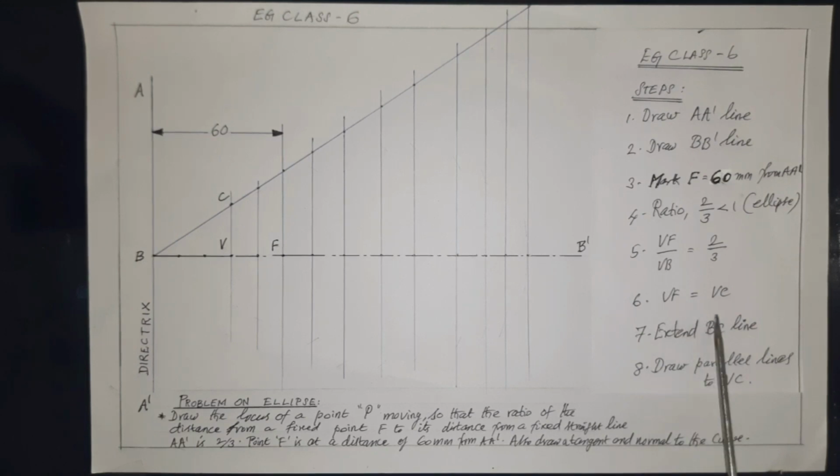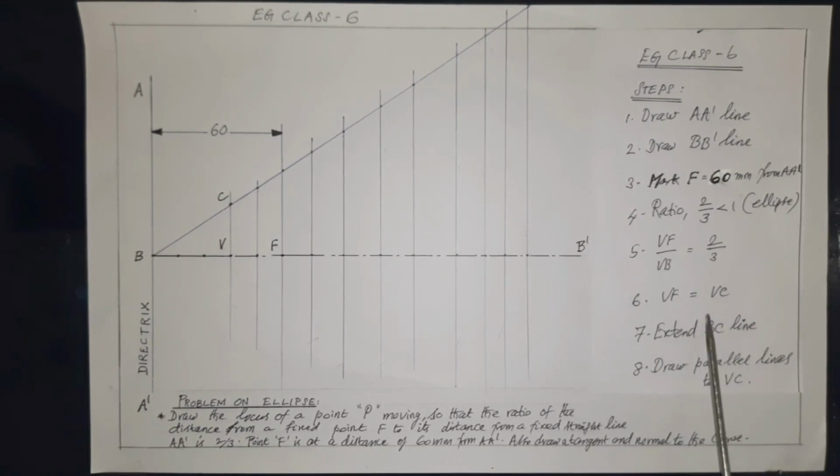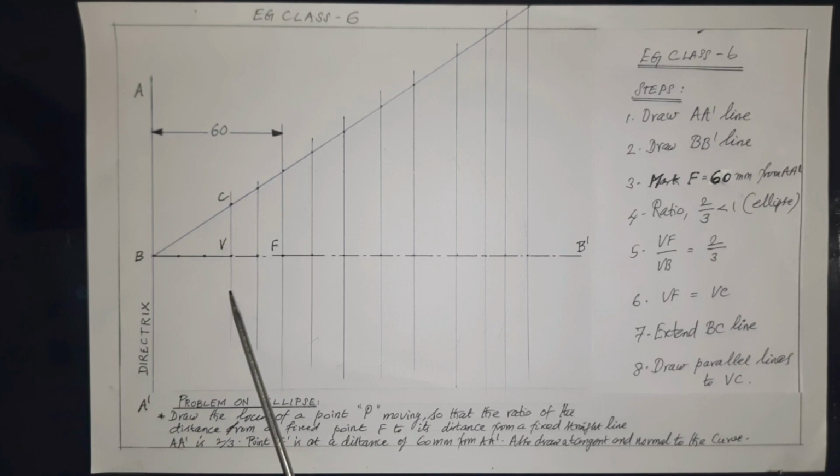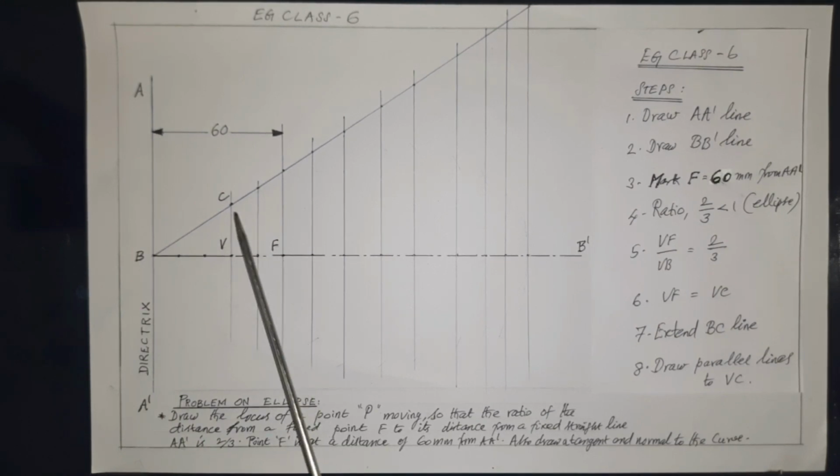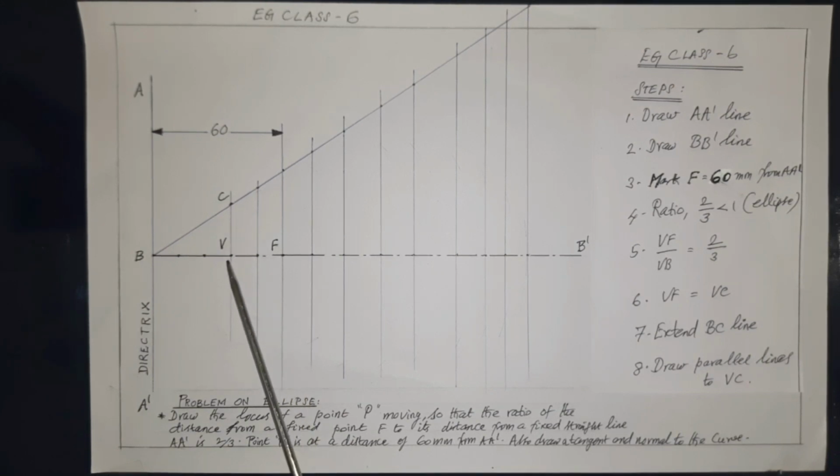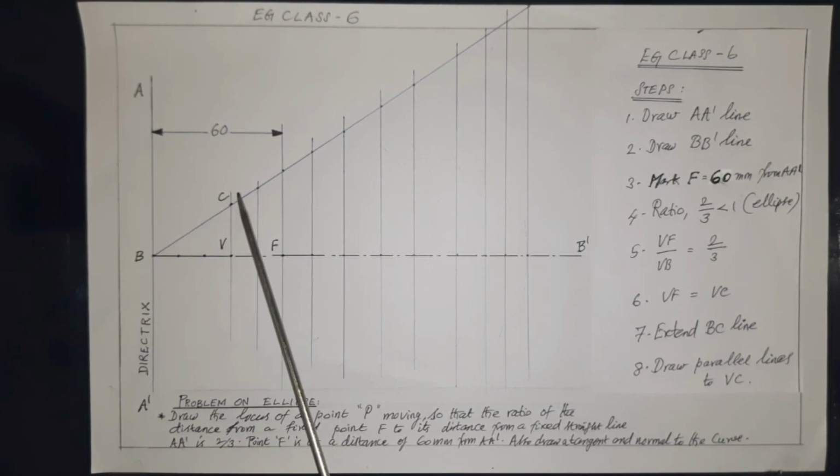Here see the sixth step. VF is equal to VC. For getting this, now we have to draw a vertical line from V to an approximate height, then measure VF using a compass and mark C on the vertical line as shown, so that VF is equal to VC.